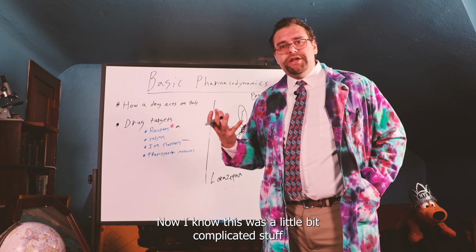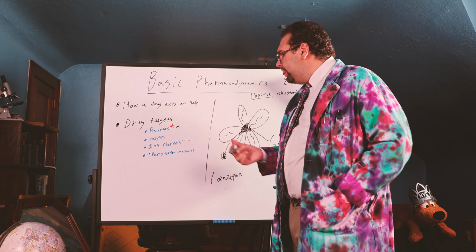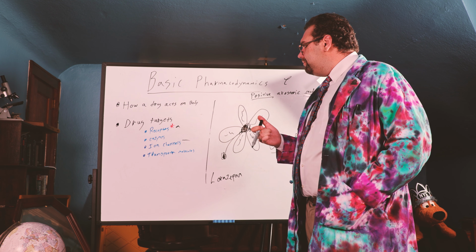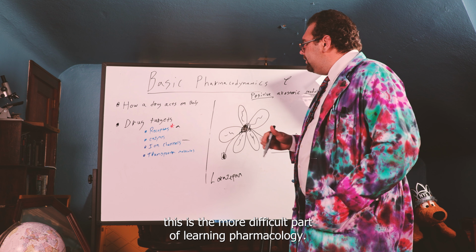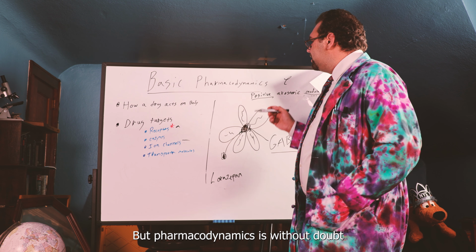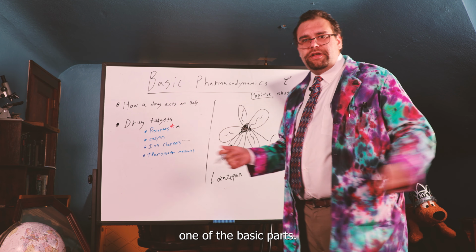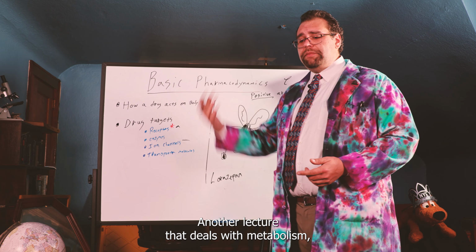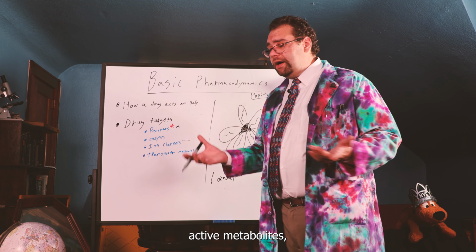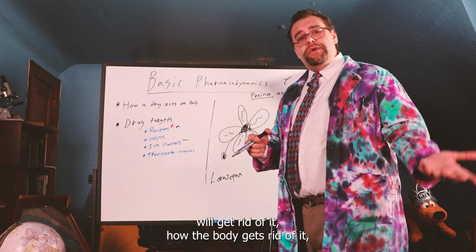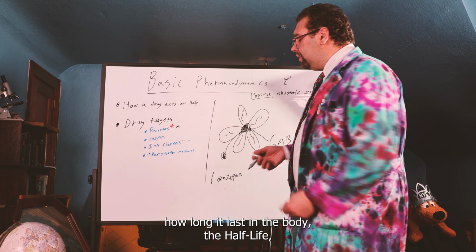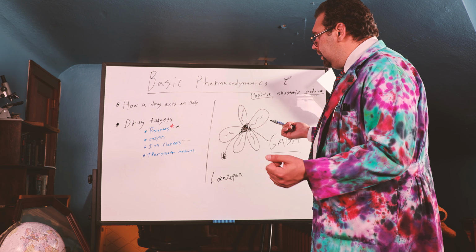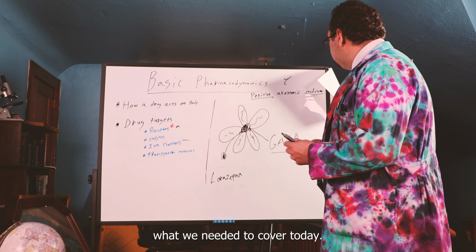Now, I know this was a little bit complicated, and I jumped around a bit, but this is truly the more difficult part of learning pharmacology. But pharmacodynamics is without doubt one of the basic parts. The other is pharmacokinetics, which we will deal with next in another lecture that deals with metabolism, active metabolites, how fast the body will get rid of it, how the body gets rid of it, how long it'll last in the body, the half-lives, etc. I think we've covered what we needed to cover today.